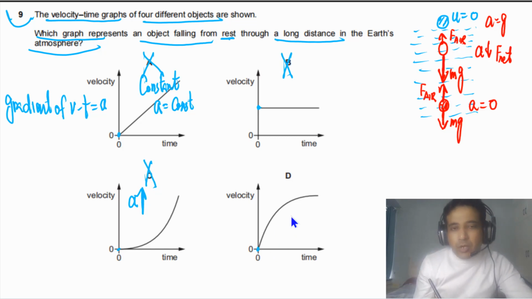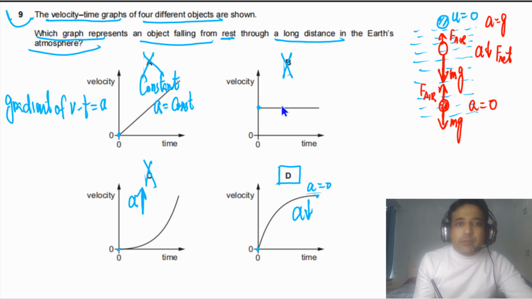Now if you look at this one, the gradient is decreasing with time, so it means acceleration is decreasing with time, and finally the ball has reached terminal velocity, so acceleration is 0 because the gradient of this line is equal to 0. So it means the answer for this question is D.